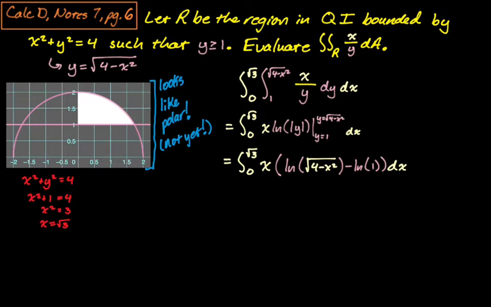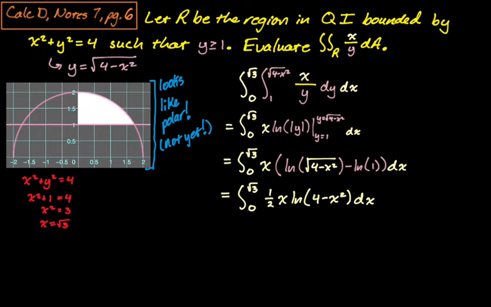The natural log of the square root of 4 minus x squared, that's 4 minus x squared to the 1/2. I'm going to bring the 1/2 out as a coefficient. So I'm doing the exponent becomes a coefficient. So it's going to become 0 to root 3. I'm going to have 1/2 times x. So that 1/2 is the exponent of 4 minus x squared inside the natural log. I brought it out because I think now I can integrate this.